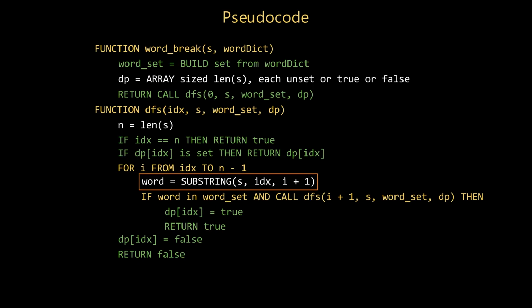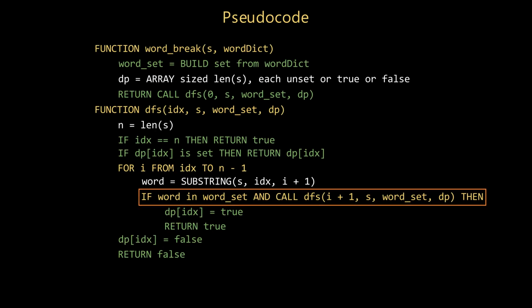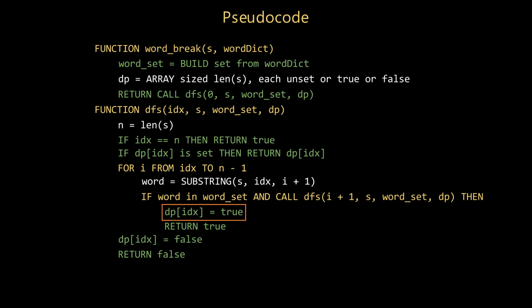Take the substring from idx through I inclusive as word. If word is in the set and the tail from I+1 breaks, we succeed. Write true into dp at idx and return true. Return true immediately on that success path. If the loop finishes without success, write false into dp at idx. Return false.